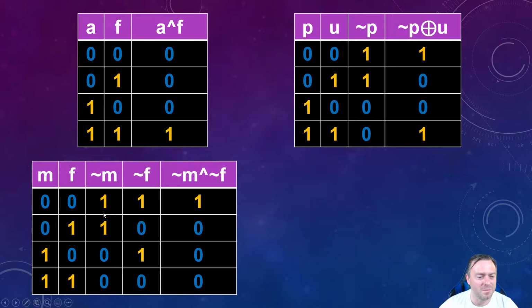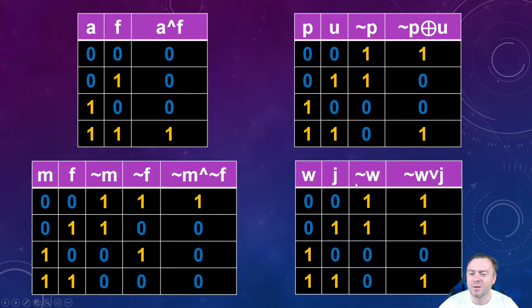The next one, same thing, we go 0, 1, 0, 1, 1, 0, 1, 1. Then we do not M, so we do 1, 1, 0, 0, because that's the opposite there. And then not F gives us 1, 0, 1, 0. And then when we join it together, there's only one case where they're both 1s. So if we do not M and not F, the 1, 1 becomes a 1, 1, 0 becomes a 0, 0, 1 becomes a 0, and 0, 0 becomes a 0.